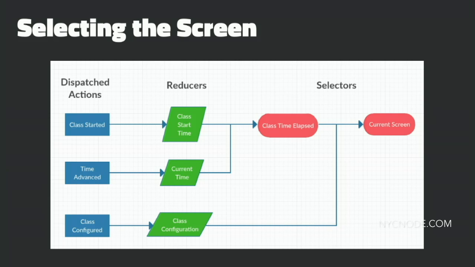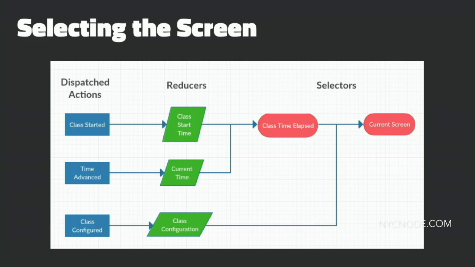So the three actions that could happen here are the class is started, and then there's a class start time reducer, which is all it's going to store is a class start time. The time advance I just showed you two screens ago, where the clock is ticking, will just get stored in a reducer that has the current time. And when the instructor configures a class, that'll get stored in the class configuration reducer.